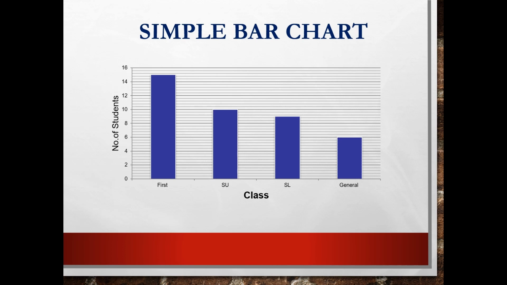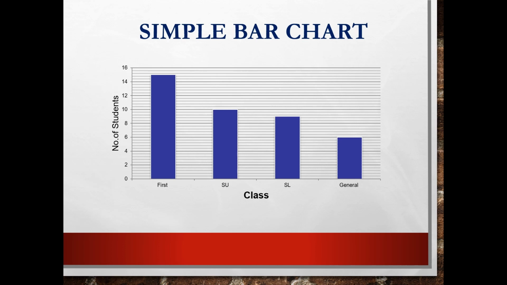Then, about the ordering of the values on the x-axis, you can see here I have started with first class, second upper, not in alphabetical order. That is because when the categorical variable has an ordered nature, we preserve the same order.